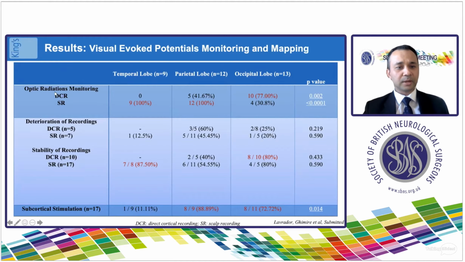In terms of monitoring, we were able to monitor the visual pathways and VEPs with direct cortical recordings in 77% of occipital lobe lesions, and 100% of scalp recordings in temporal lobe and parietal lobe lesions. Looking at the stability of the recordings, 87% of the data was stable for scalp recordings in the temporal lobe, but the DCR recordings were quite stable in occipital lobe readings. In terms of subcortical stimulation, we were able to produce good stability of recordings in parietal and occipital lobe lesions, with 88 and 72%, which was significant.